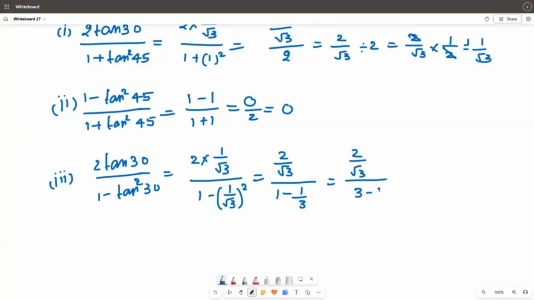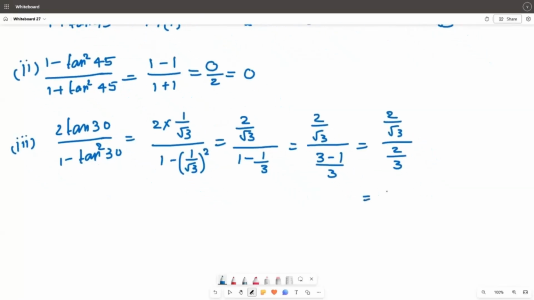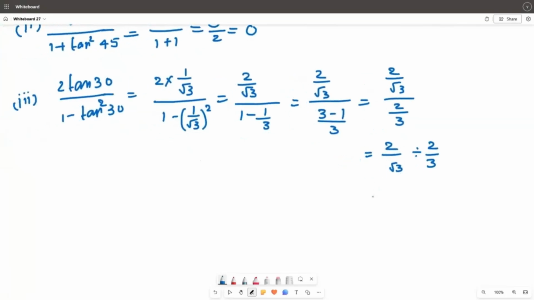So this will be 3 minus 1 by 3, and this will be 2 by root 3 divided by 2 by 3. I can change the division symbol to multiplication symbol and write the second term as its reciprocal. So this will be 2 by root 3 into 3 by 2. I changed the division to multiplication and took the reciprocal of the second term. So this 2 and 2 will get cancelled. So the remaining term is 3 by root 3.